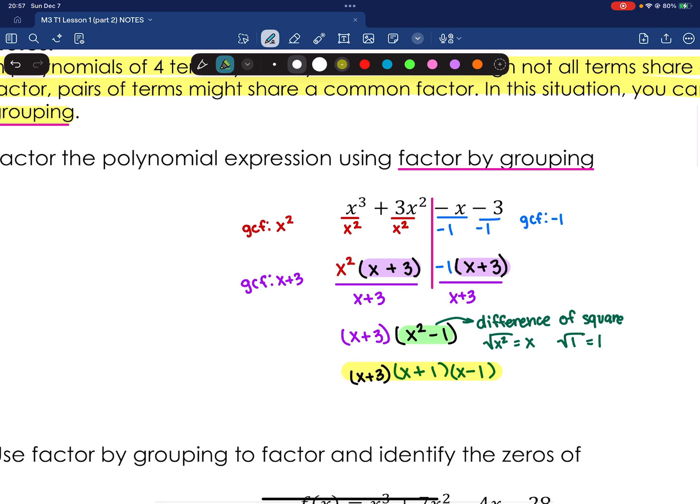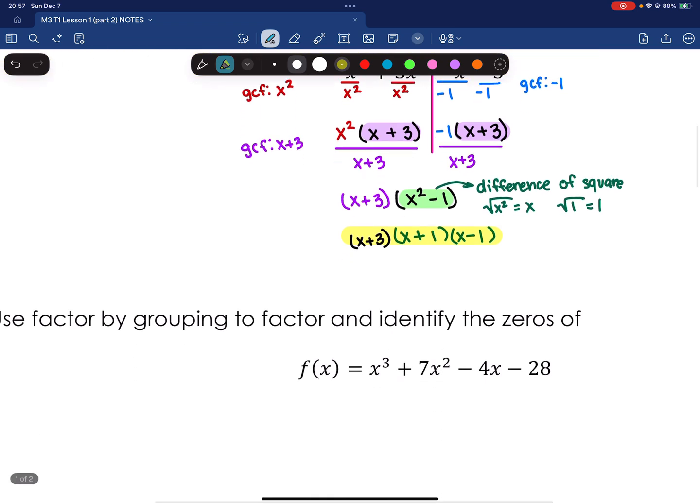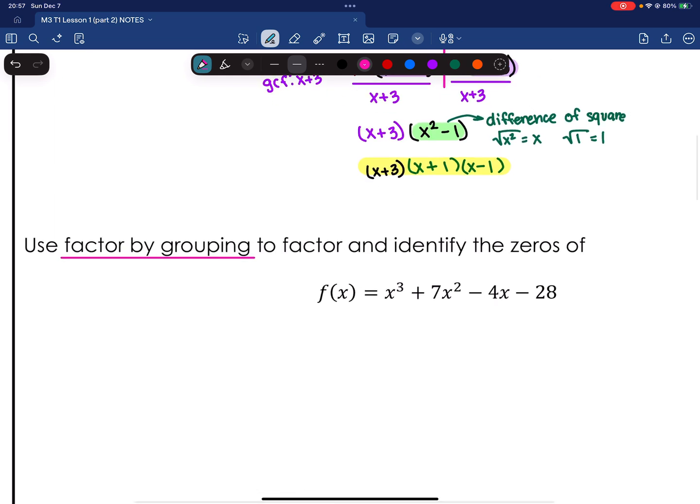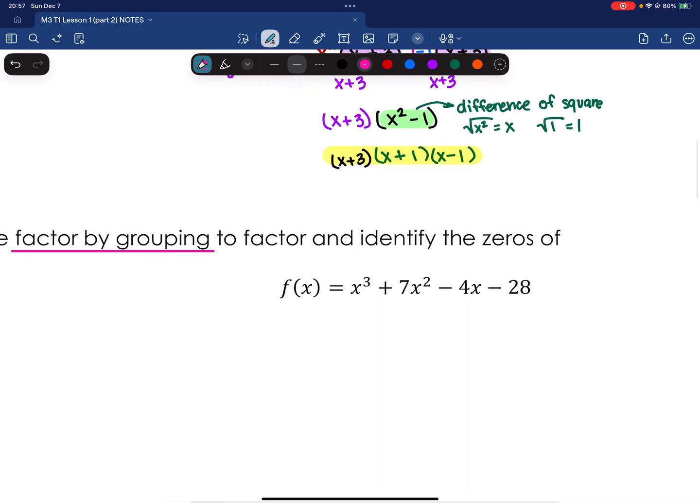Okay, so it's a new step. And again, it's just a lot of greatest common factor stuff. Okay, so now we want to use the factor by grouping method to factor and identify the zeros. So now once we get it factored, we're going to solve for x, which we did not do on the first one because it didn't say to find the zeros.